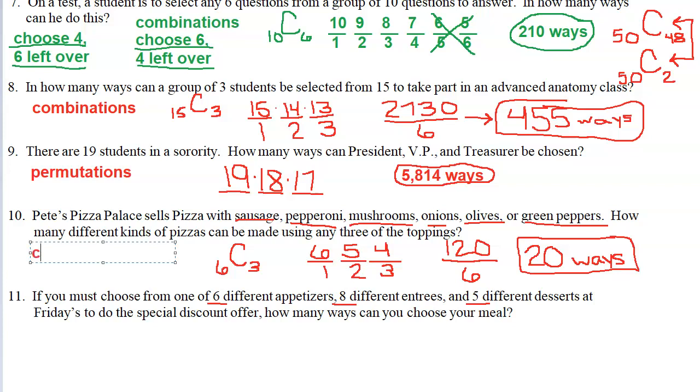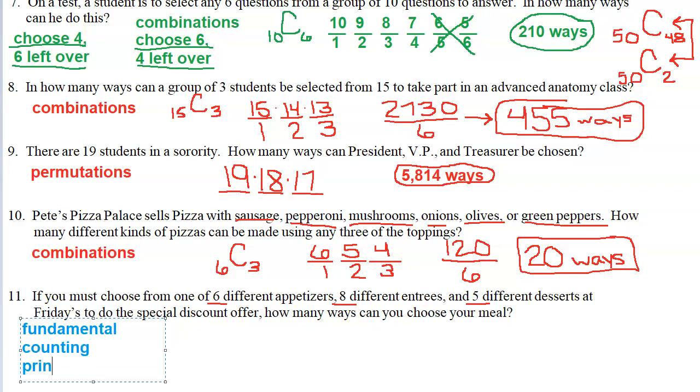Number 10, again, it doesn't matter what order you select the toppings in. Now, number 11, the reason I want you to think of this as something different. This is an example of the fundamental counting principle.